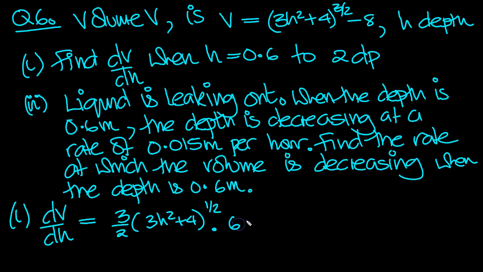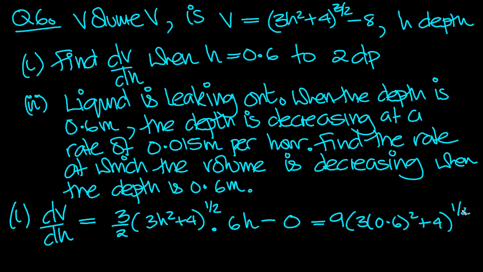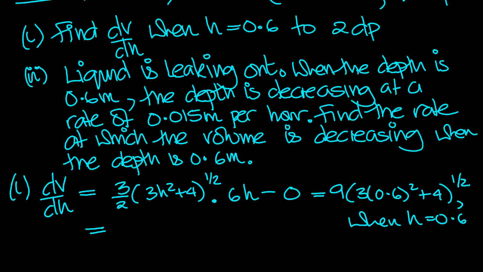Power rule, 6h to the 1, and that's a 0. And then the next term, minus constant goes to 0. So there's dV/dh, which equals 6 threes are 18, 18 over 2 is 9, times 3h squared plus 4 to the half, square rooted in other words, and that's when h equals 0.6.